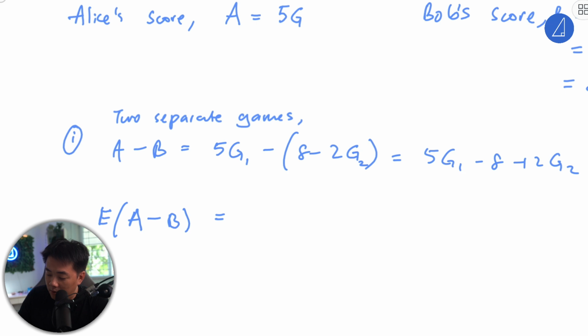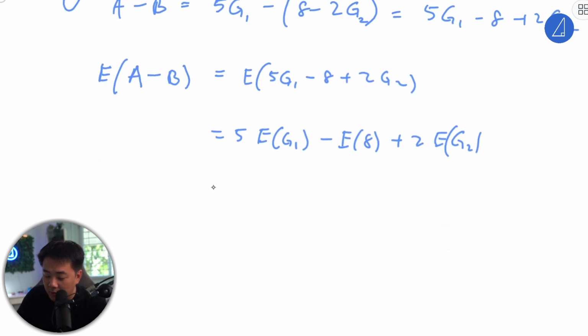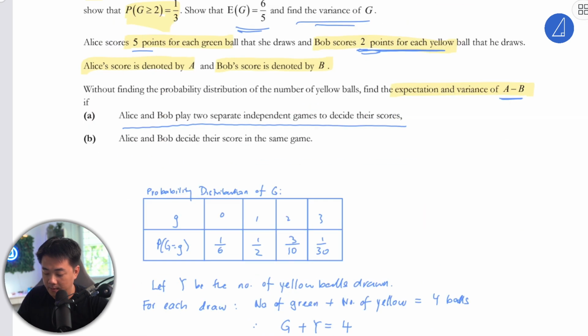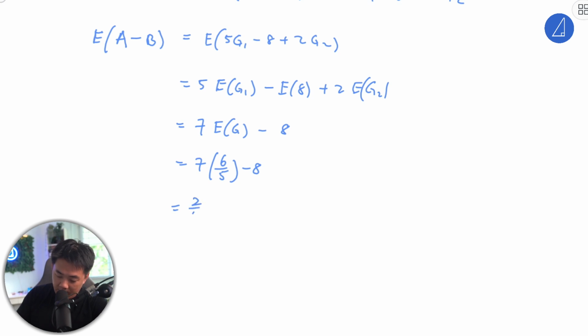So the expectation of A minus B will be the expectation of 5G1 minus 8 plus 2G2. This case will be 5E(G1) minus expectation of 8 plus 2E(G2). G1 and G2 have the same expectation, so this will be 7 expectation of G minus 8. I'm going to put expectation of G from the previous part, which is 6 over 5. So 7 times 6 over 5 minus 8. There you go. This will be 2 over 5.